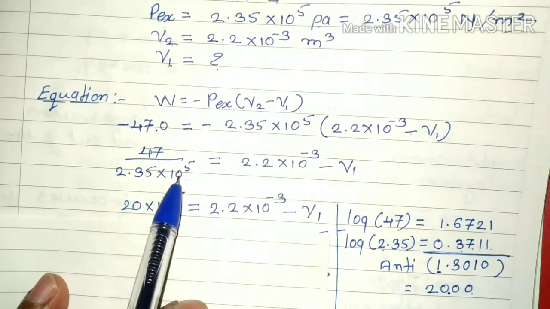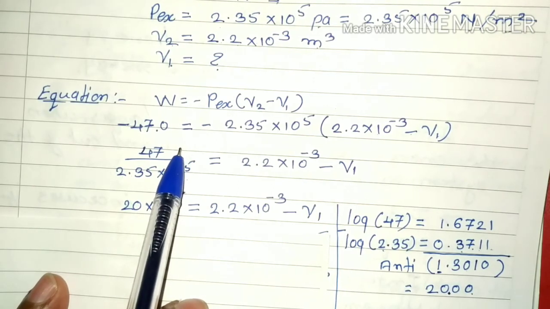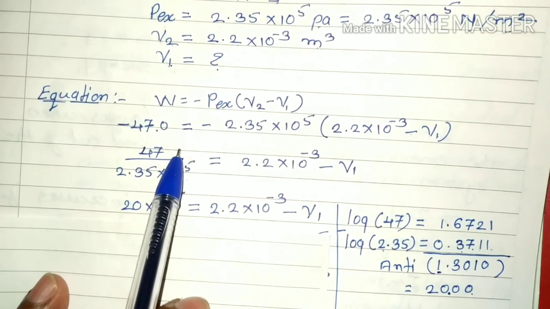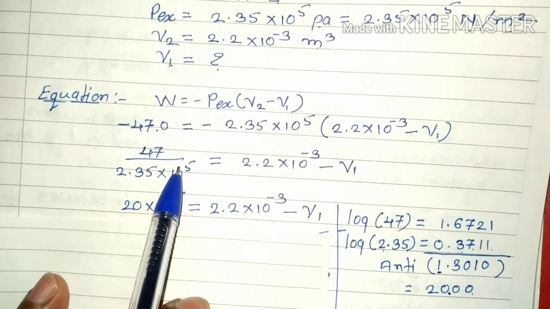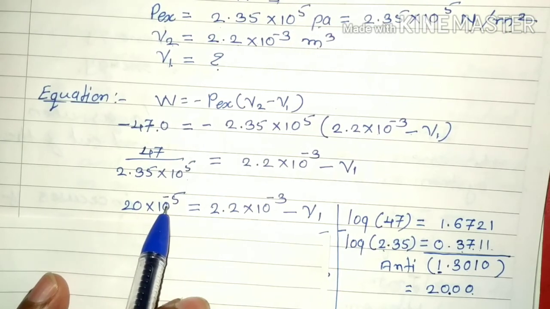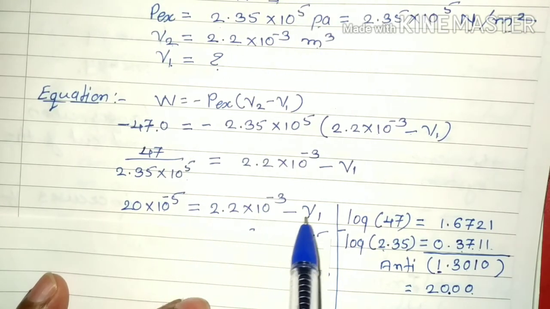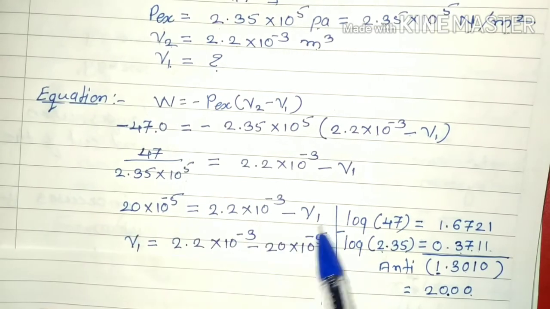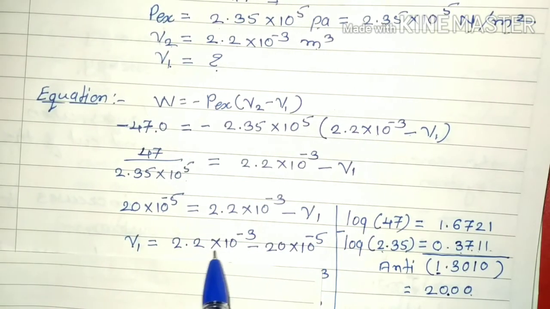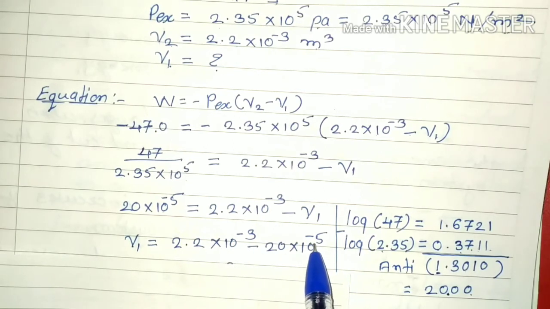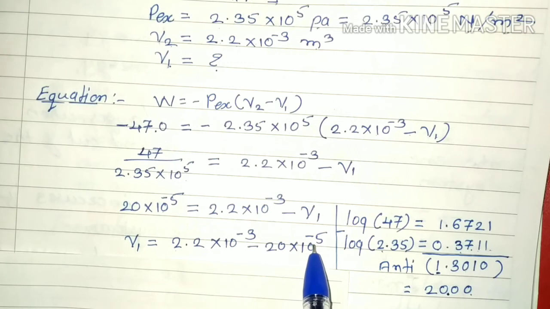So 10 raised to 5 in the denominator is transferred into the numerator, so it becomes 10 raised to minus 5. The plus 5 becomes minus 5 after going up. So 20 into 10 raised to minus 5 is equal to 2.2 into 10 raised to minus 3 minus V1. So we have to calculate V1. Therefore V1 is equal to 2.2 into 10 raised to minus 3 minus 20 into 10 raised to minus 5.